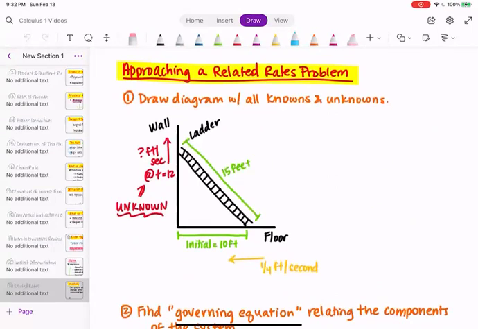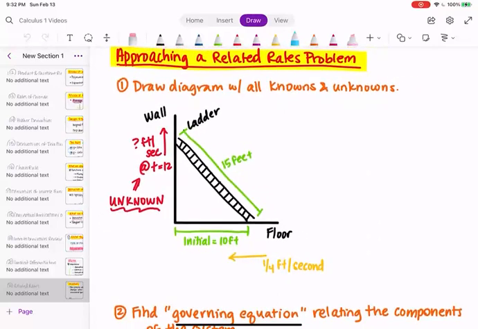For example, this was a paragraph-long word problem that I turned into a single drawing that I thought was digestible. So I have all of my given information. I made a model of the system: wall, floor, ladder, an easy system to draw. I have all of the information about the initial points of the ladder, also how the ladder is moving, and I have my unknown drawn and labeled in red so I know what I'm looking for.